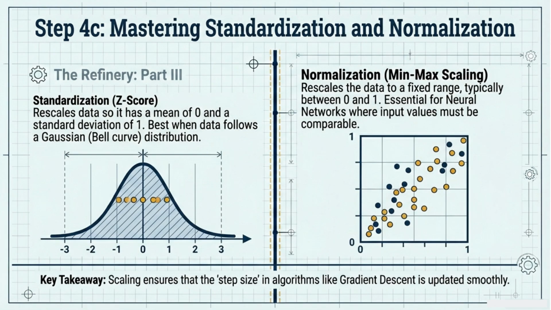Step 4c is mastering standardization and normalization. Standardization, or z-score, rescales data to have a mean of 0 and a standard deviation of 1. Normalization, or min-max scaling, rescales data to a fixed range, typically between 0 and 1. Scaling ensures that algorithms like gradient descent update smoothly.